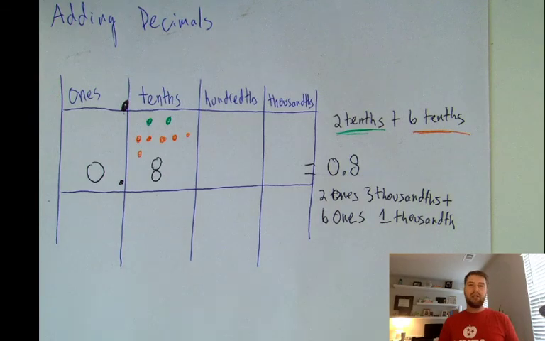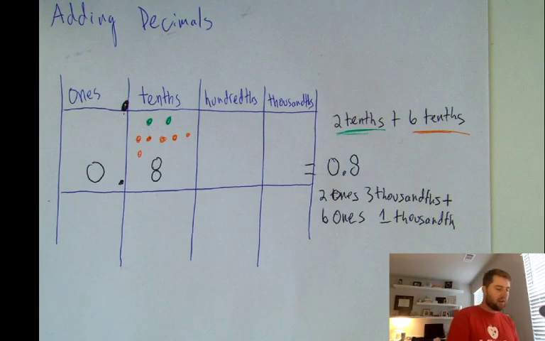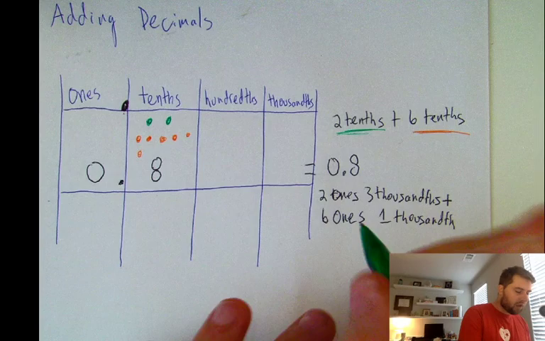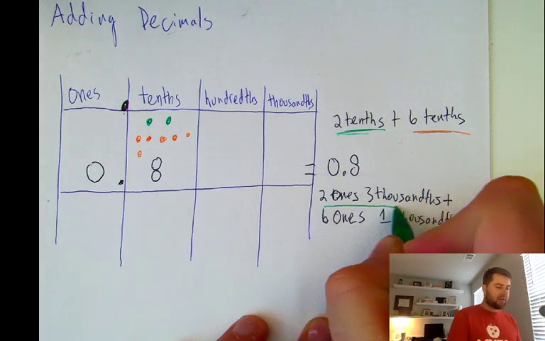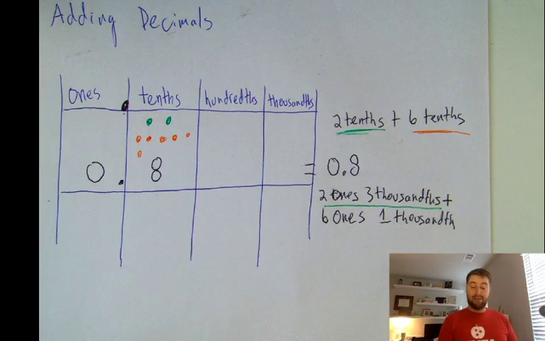So just like we did on our first addition problem up here, I'm going to color code our two numbers here. So we have 2 ones and 3 thousandths.